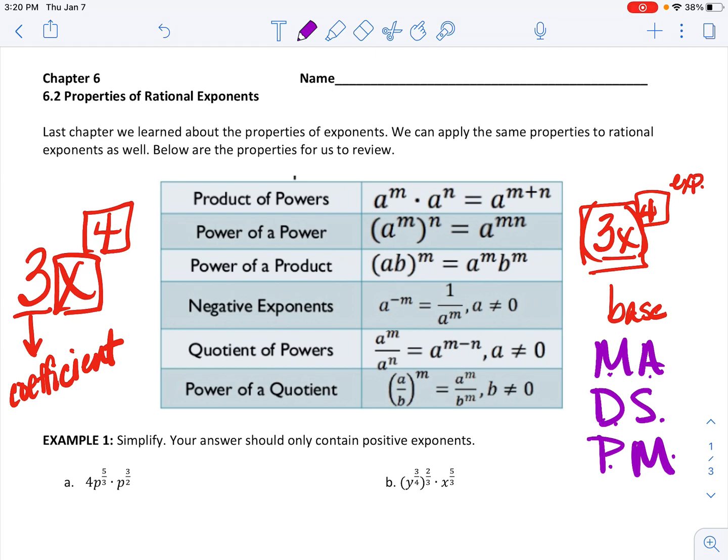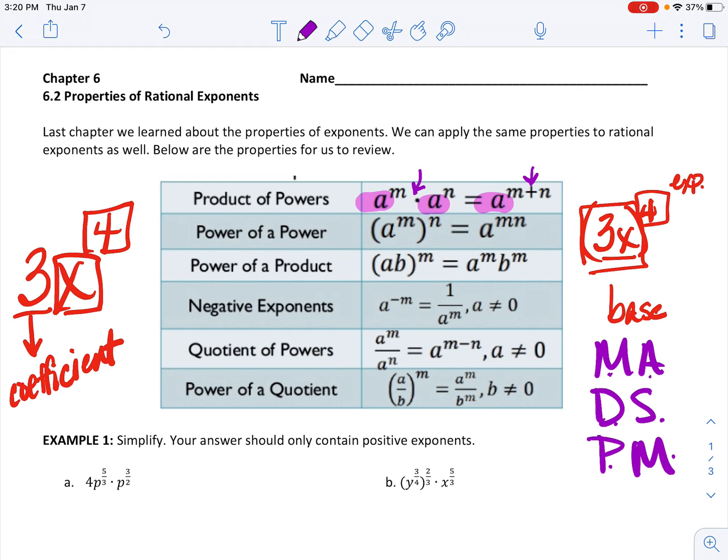So when we multiply, and notice how these both have the same base, it's important to recognize that we're looking at numbers that have the same base. Because we have the same base, the base stays the same, and all we've done, because we're multiplying, is add our exponents.